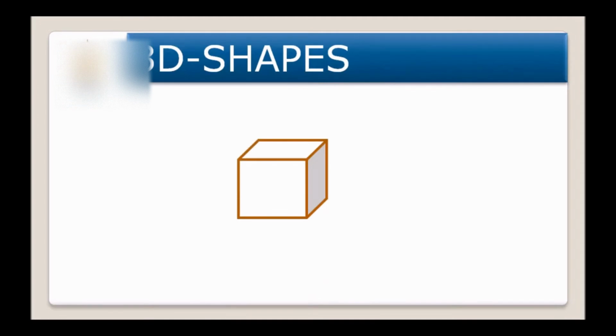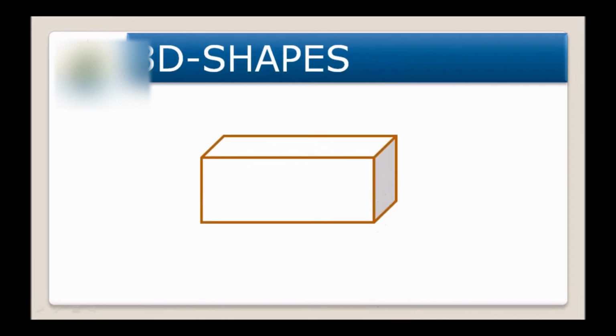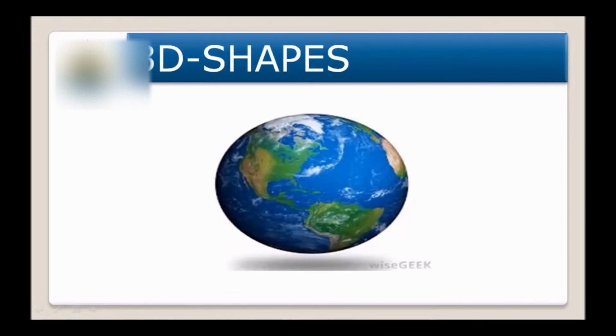These are 3D shapes because these have length, breadth, and height. A rectangular block is also 3D because it has three dimensions, three sides, length, breadth, and height. Our Earth is a sphere. It is also three-dimensional.